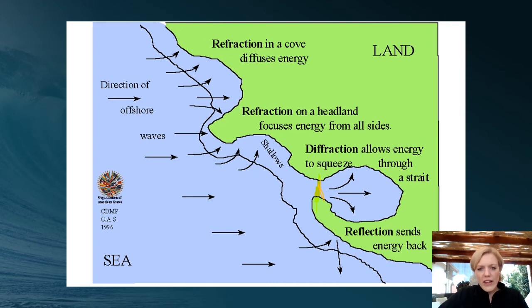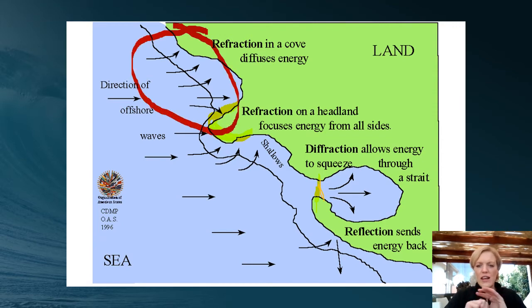On this over here, they call this a headland. The waves approach, there's diffraction, and it's diffraction towards this headland. So refraction focuses energy on all the sides of this piece of land over here. And once again, just over here, this is a beautiful picture of how this refraction happens in the cove, and it diffuses the energy, it disperses it.